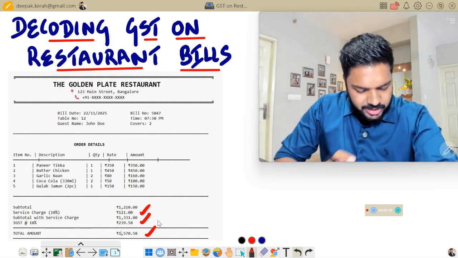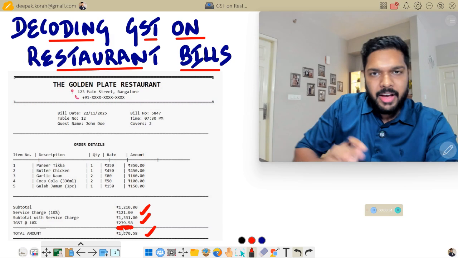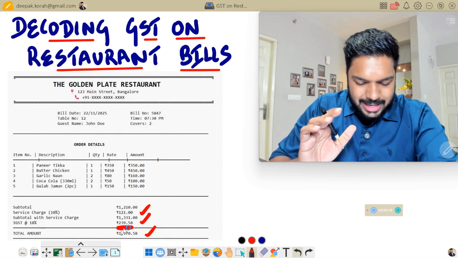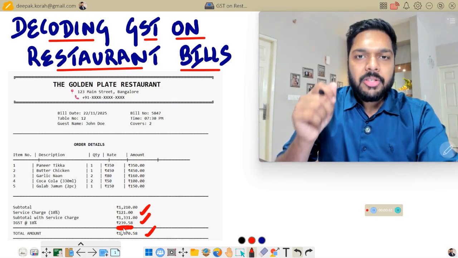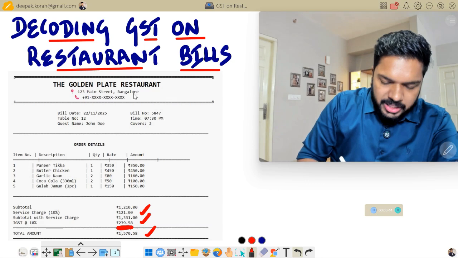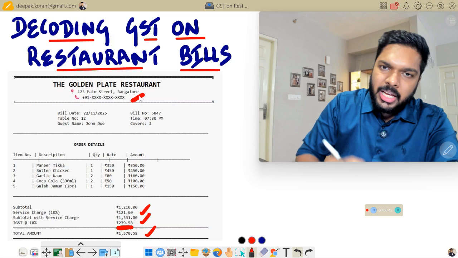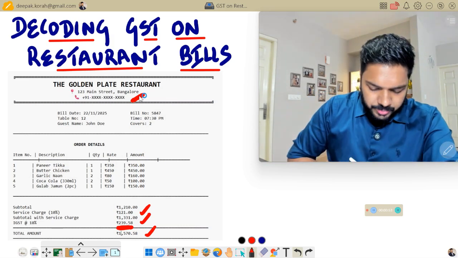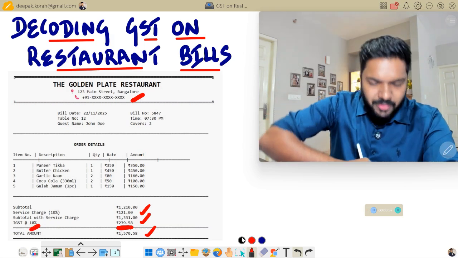Number one, as you can see, they have charged GST of 239.58 rupees on this particular bill. Now, legally, you cannot raise a tax invoice or a GST invoice without quoting a GST number. This particular restaurant has nowhere quoted a GST number, but they are charging 18% GST, which is incorrect.